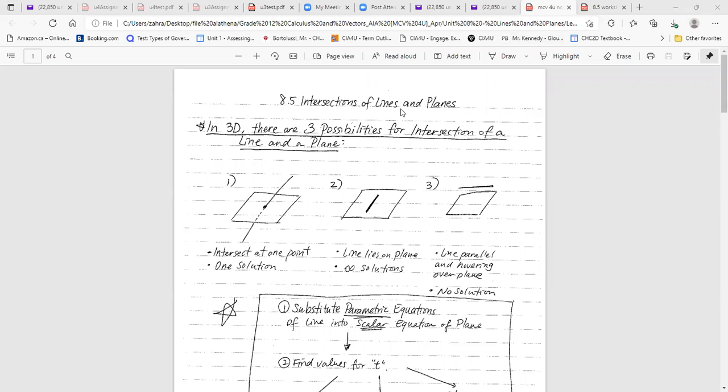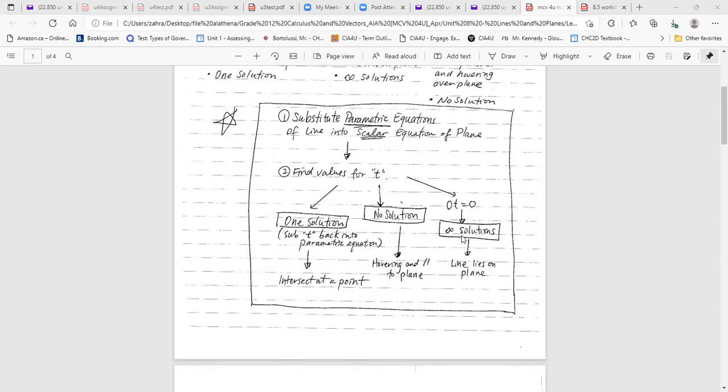Five intersections of lines and planes. So if we have a line and planes, there are three situations. A line passing through the plane at one point; a line lying just on the plane, which means there is an infinite number of solutions; or the line is parallel to the plane and hovering above it, so there is no solution. But these are general things.